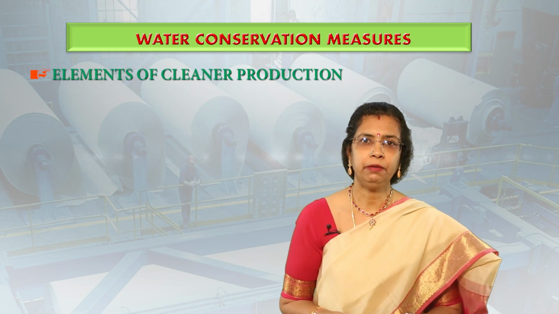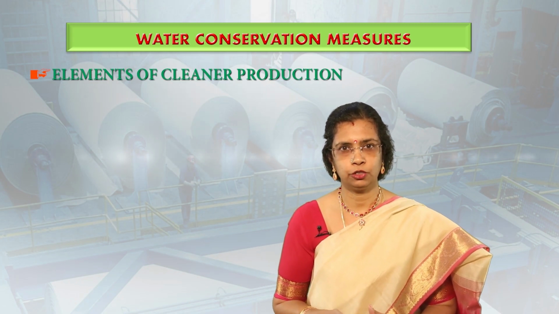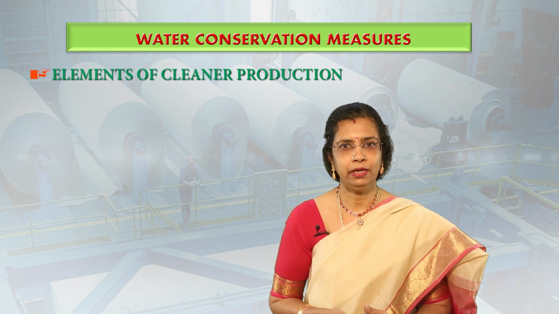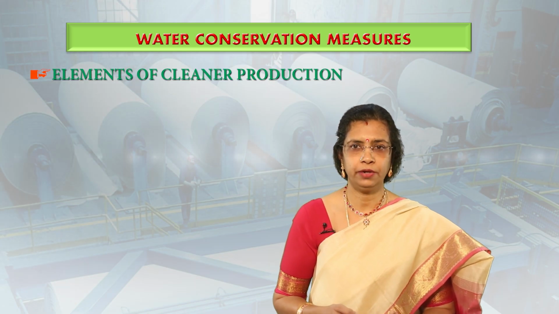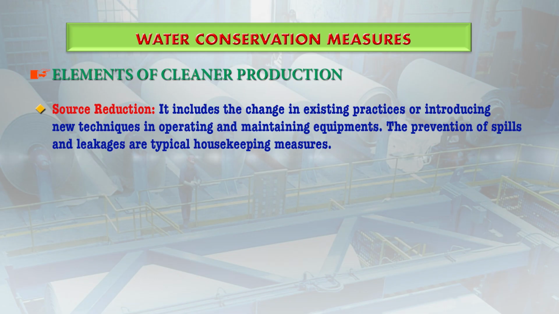Elements of clean production. There are a few approaches to achieve cleaner production, which are known as the CP technologies. We have source reduction and process change. Source reduction refers to the change in the existing practices or introducing new techniques in operating and maintaining the equipment. The prevention of spills and leakages, these are typical housekeeping measures.